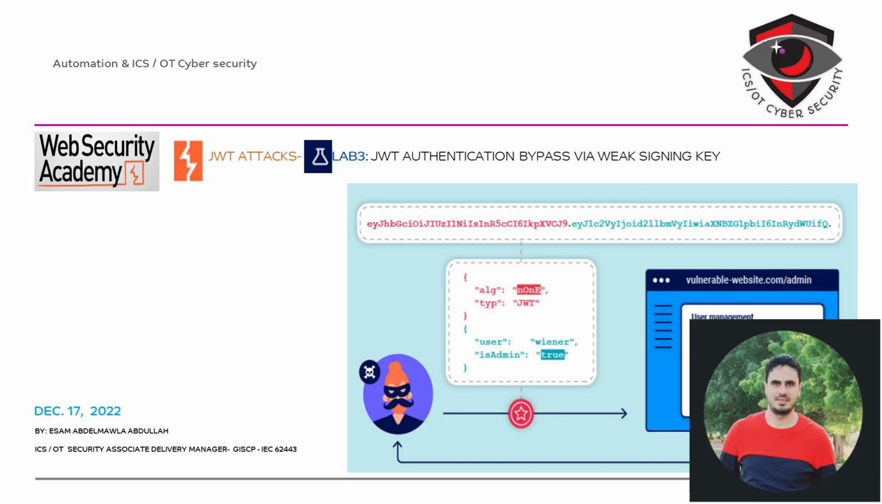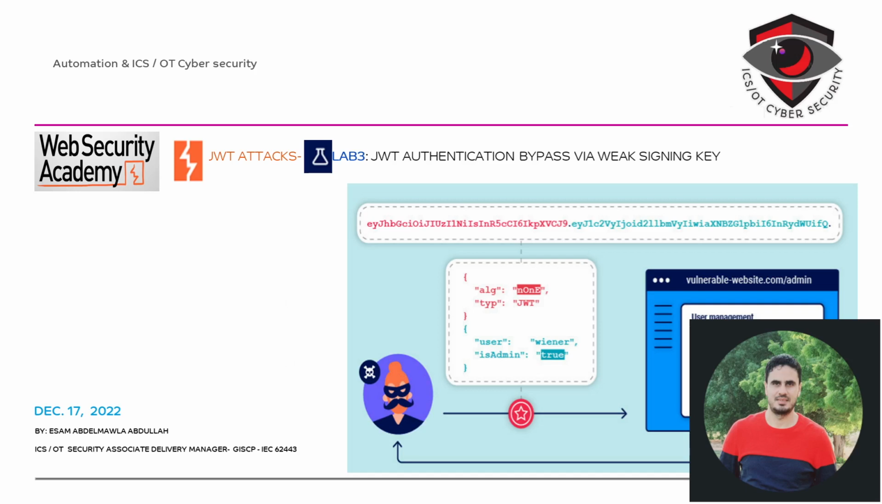Still we are on the series of JSON Web Token attacks, on lab number 3. On lab number 3 we will understand how we can bypass the authentication via a weak signing key. My name is Assam Abdel Maula, working as OT Security Associate Delivery Manager and Security Architect.